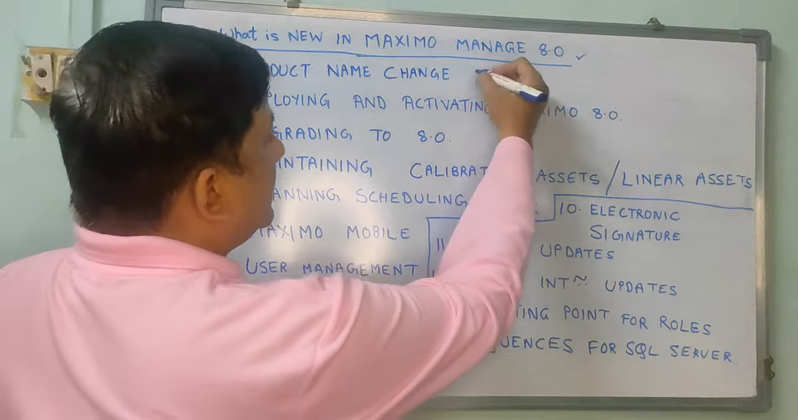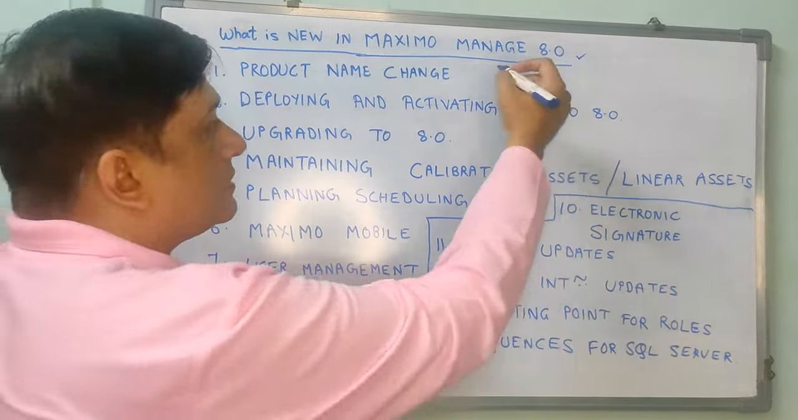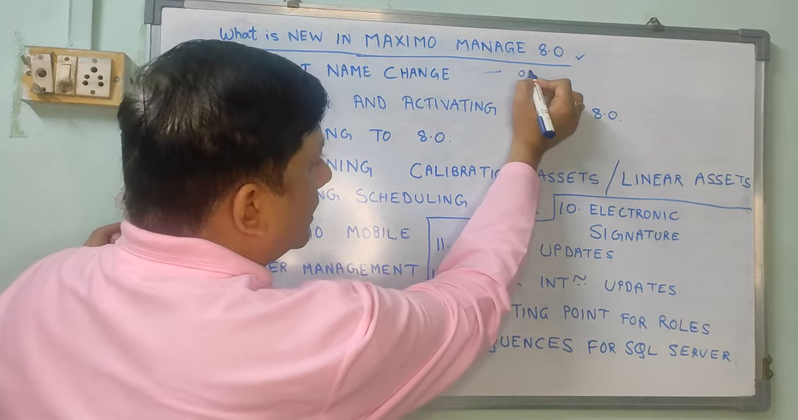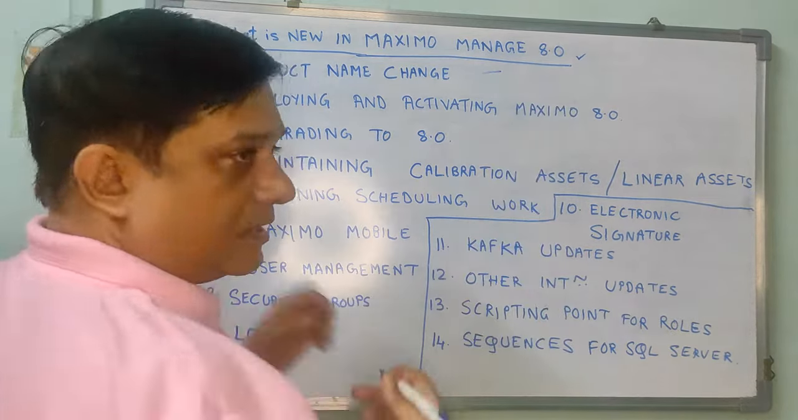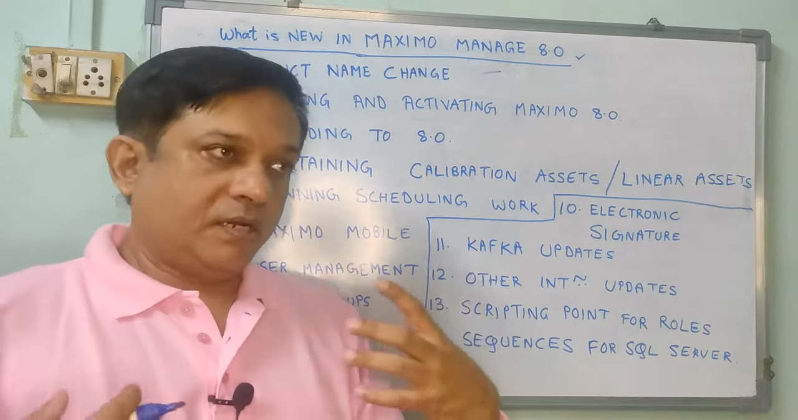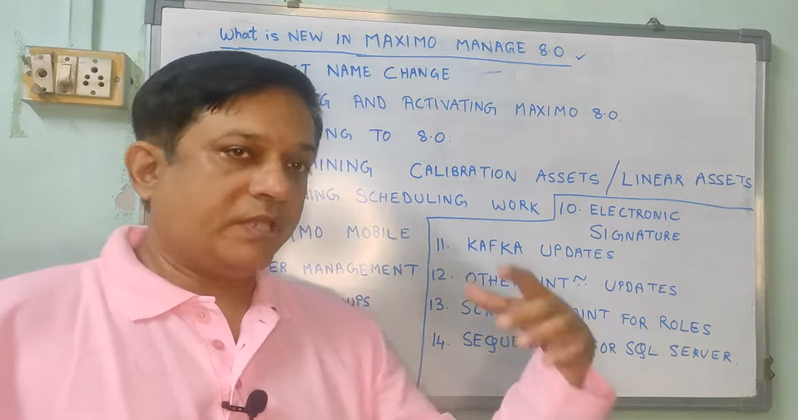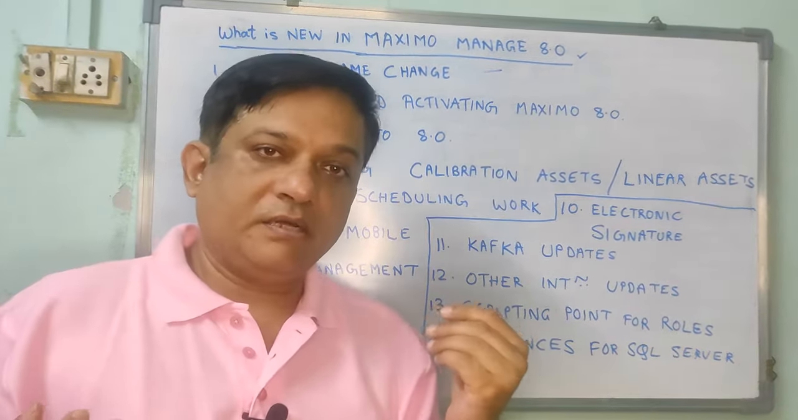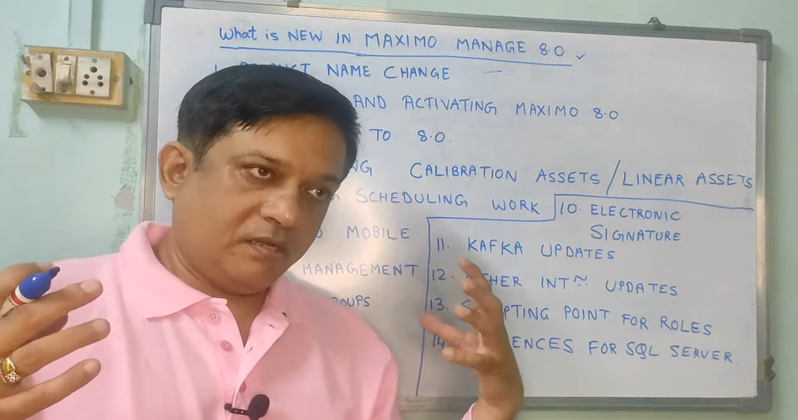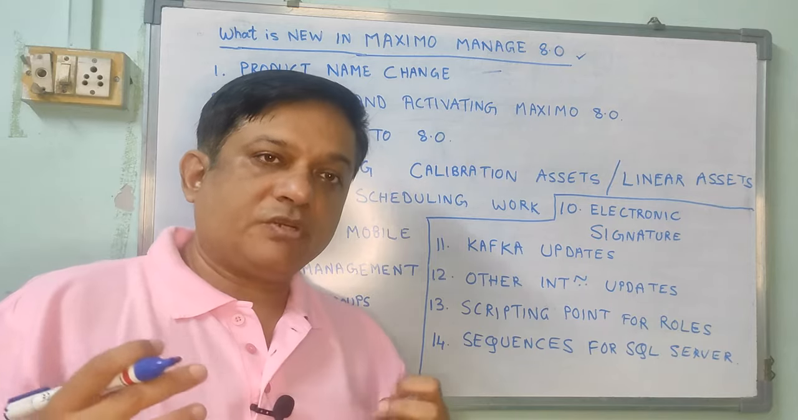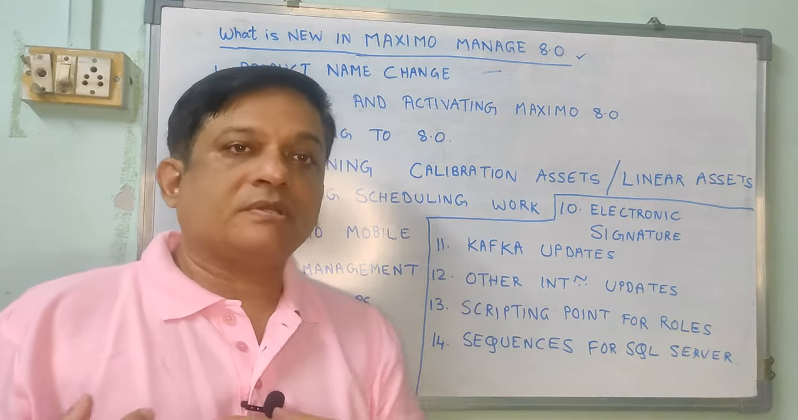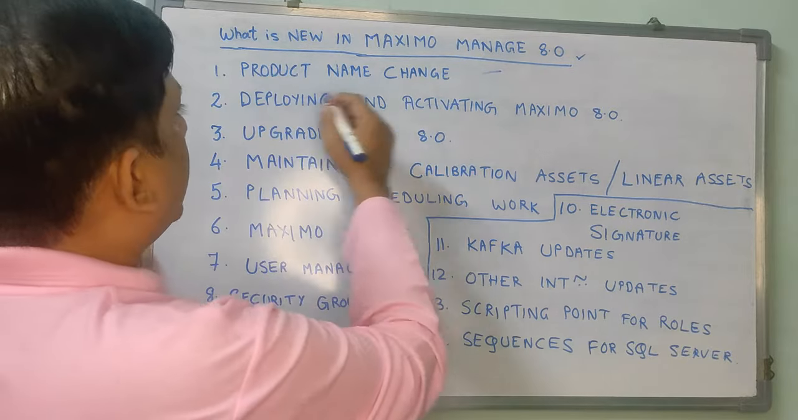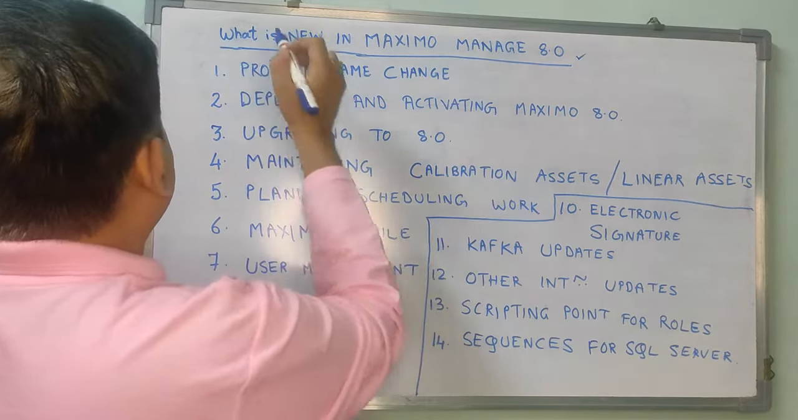So for example, one of the industry solutions is oil and gas. The earlier name was asset management adapter for oil and gas. So that is changed. And then the add-ons, the add-ons for the integration with the different databases, all those names have been changed. So that is the first thing.